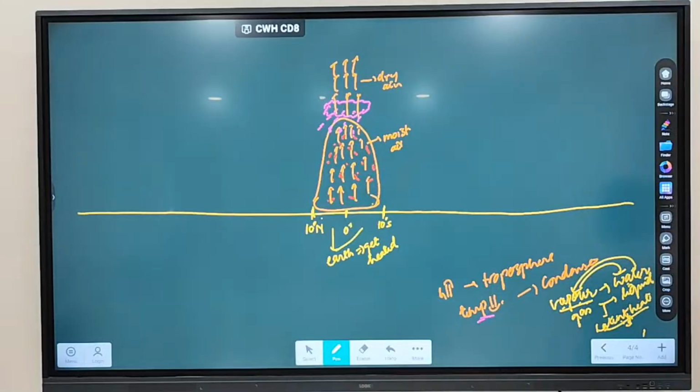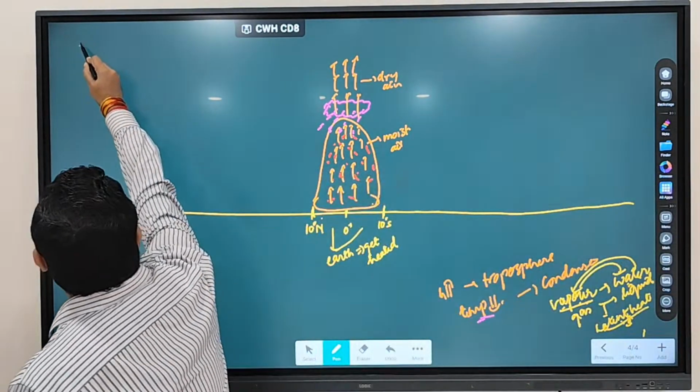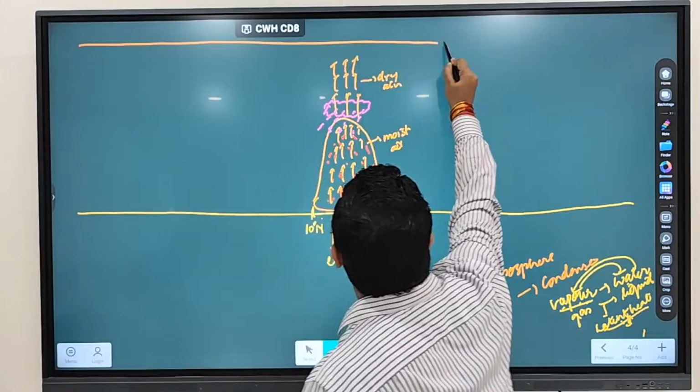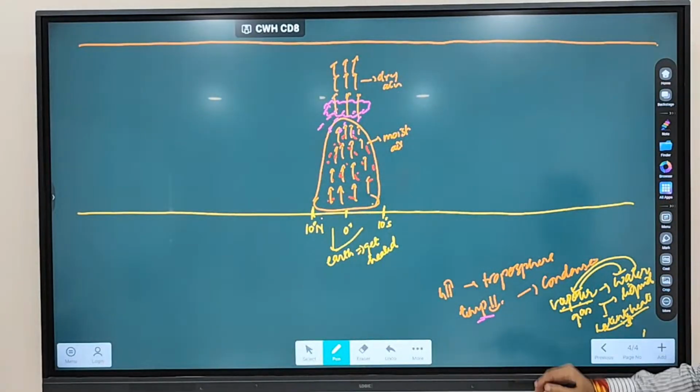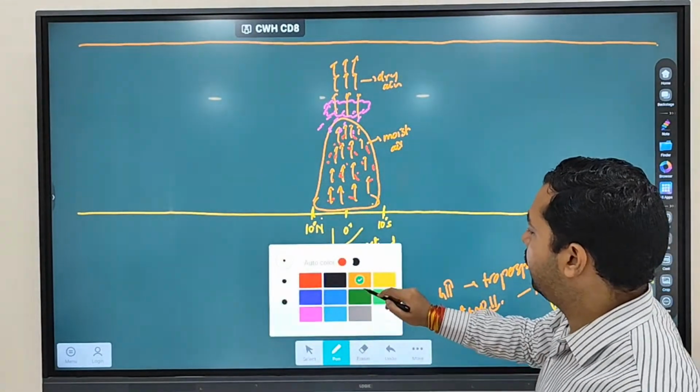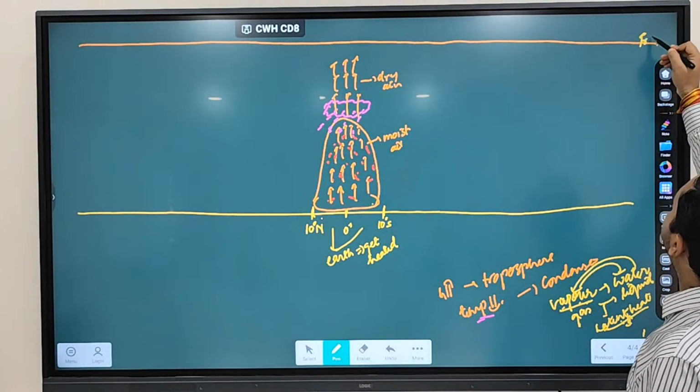Rainfall has happened. So this air has now lost its moisture. That's why which air is going to rise? Dry air is going to rise. Fine. Any doubt regarding this particular part? Now, as we discussed, assume this is the tropopause.